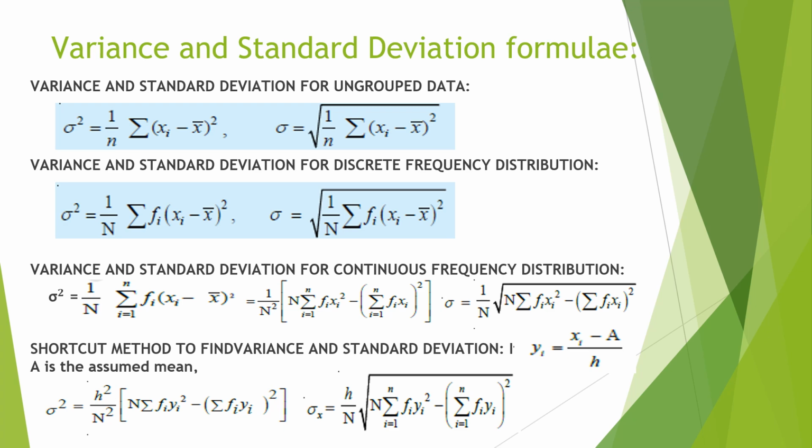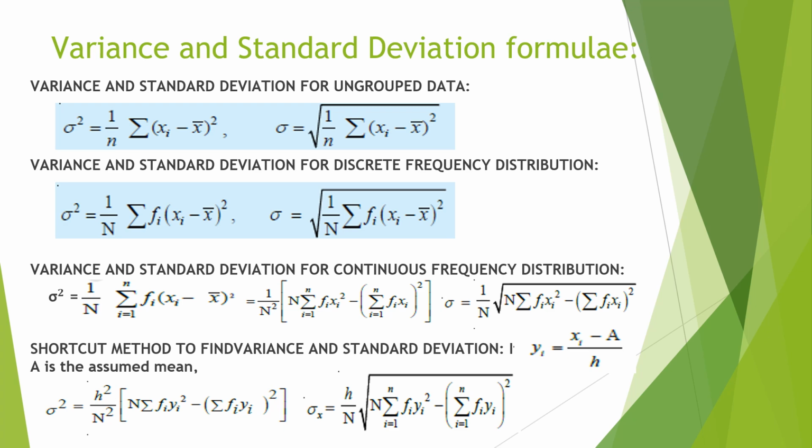Here you are going to have classes. That you can write in another form also after simplification as 1 upon n square, n into sigma Fi xi square minus sigma Fi xi whole square. See, this formula will be useful when you are doing the examples for the purpose of calculation. The square root of variance is again standard deviation.